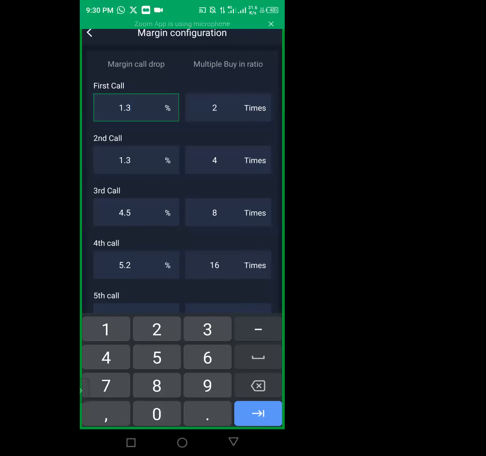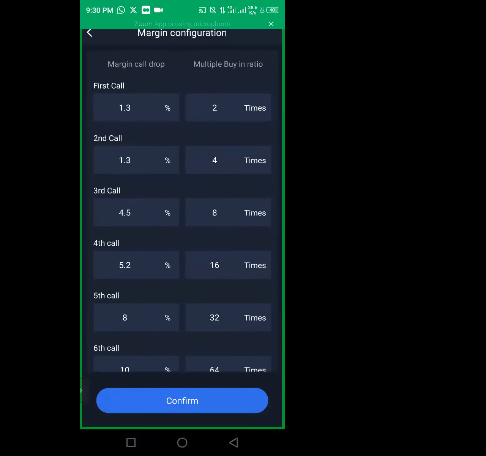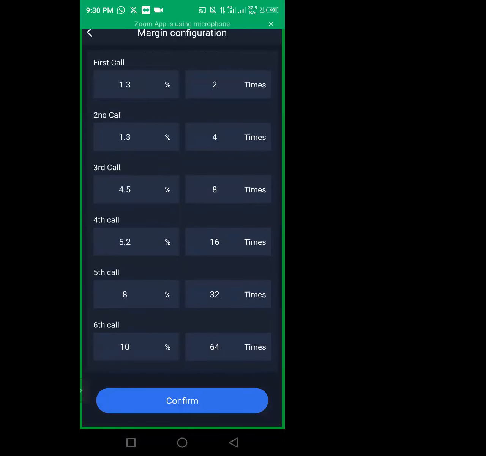Now I said try to cover at least 20%. Because in the last market correction, I think the point that went down was minus 25%, which is big. So at least if you are using $100 and you are using 6 margin calls, try to cover 20%. With what we have here, it's already more than 20. So we can edit it.